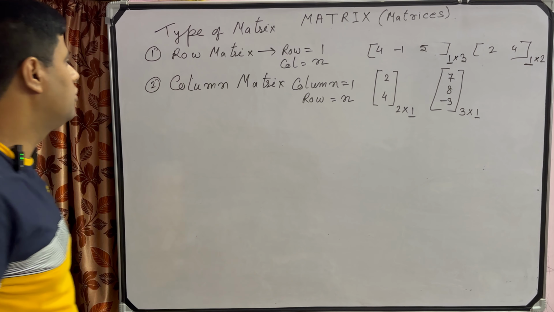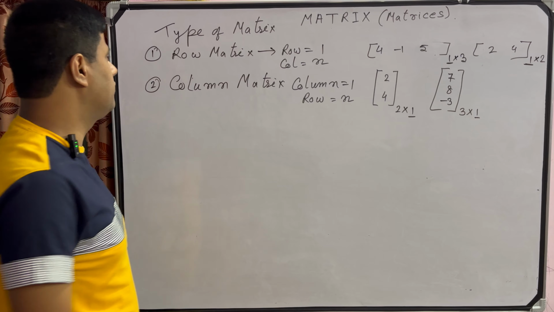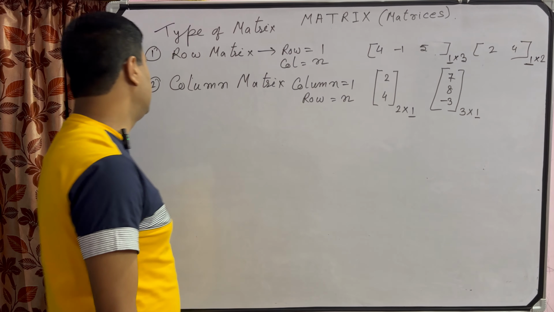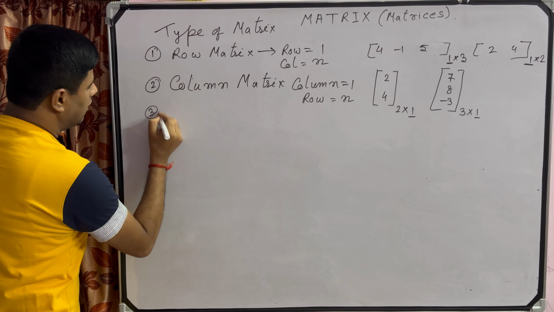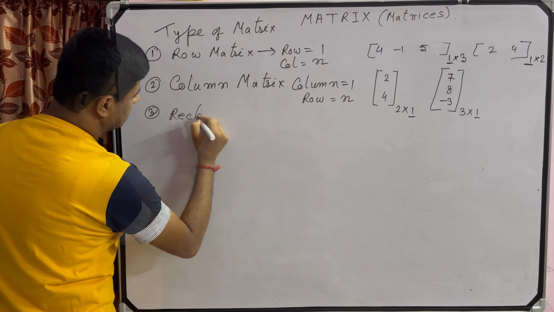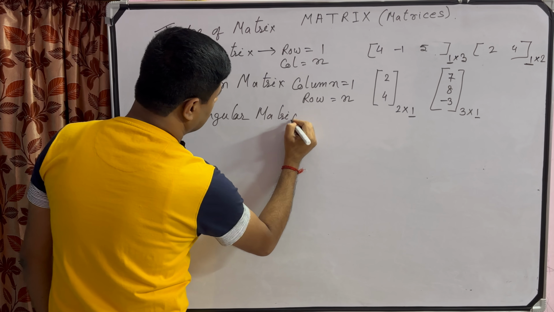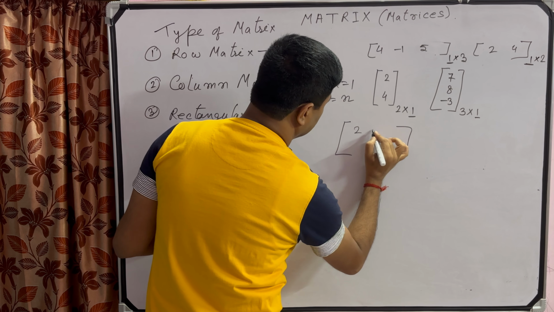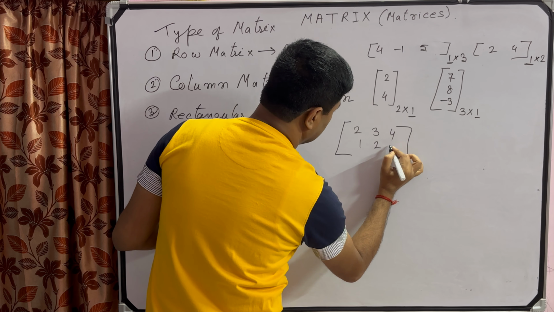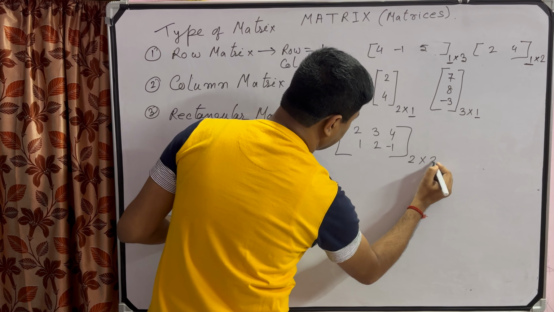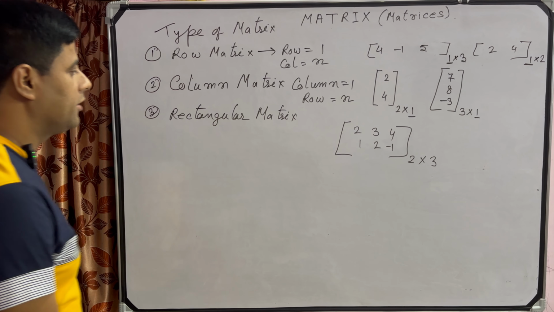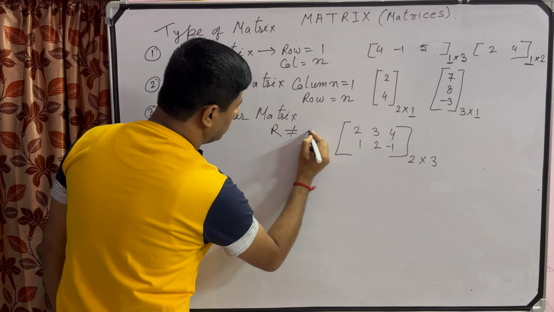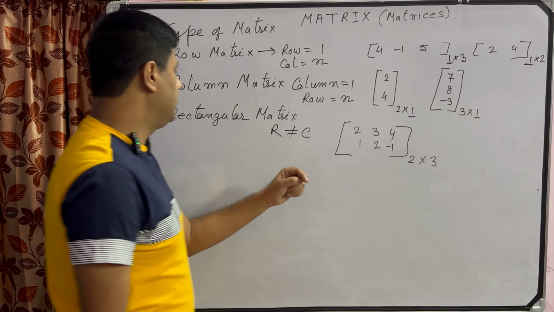Correct? So you got to know what is a row matrix and a column matrix. You can think like this also: a row matrix will look like a single row and a column matrix will look like a single column. Correct? Number 3 is called a rectangular matrix. Rectangular matrix means that the number of rows is not equal to the number of columns. Suppose the order of the matrix is m cross n, so I can say the number of rows is not equal to the number of columns. Then we call it a rectangular matrix.